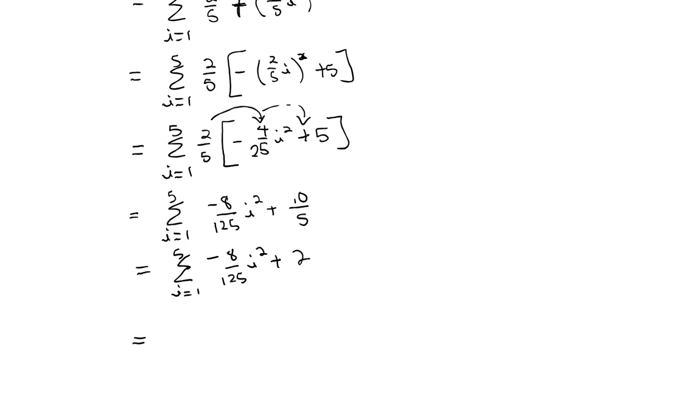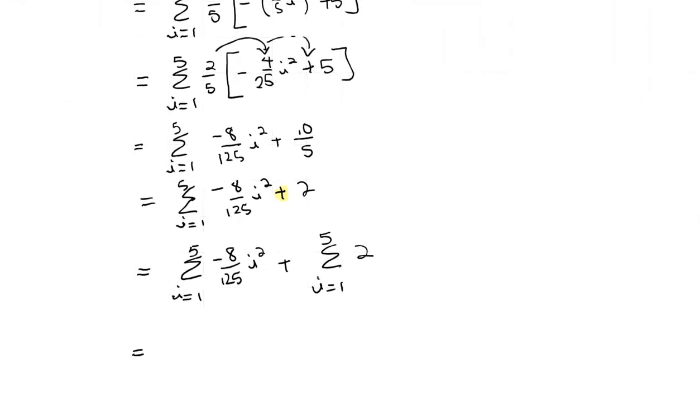One of the properties of the summation notation is that if you have separate terms inside your summation, you can apply the summation to each term. So I'm going to do that: the sum of i equals 1 to 5 of negative 8 over 125 i squared, plus the sum of i equals 1 to 5 of 2. Another property of the summation is that you can pull out a constant multiple. So I'm going to pull out negative 8 over 125, times the sum of i equals 1 to 5 of i squared.